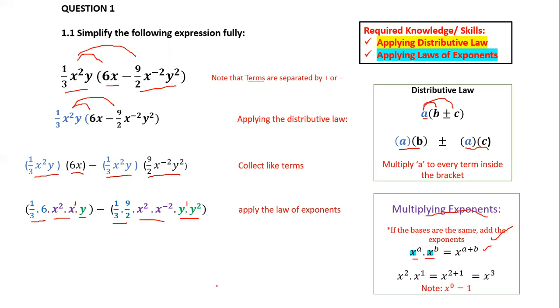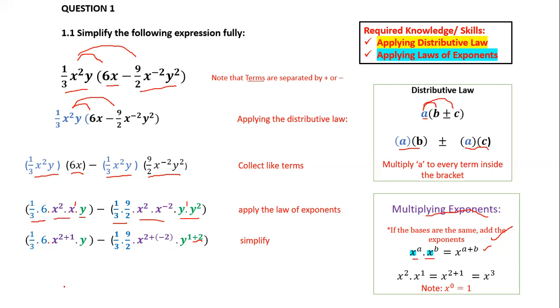So we apply that to the question. And when we do that, we have 1/3 times 6 times x to the power 2 plus 1. So the bases are the same, x, so we add the exponents, 2 plus 1. Then we bring down the y. On this side, 1/3 times 9/2 times x to the power 2 plus minus 2. The bases are the same, x, so we add the exponents, 2 plus minus 2. And the y to the power 1 plus 2. The bases are the same, so we add the exponents.